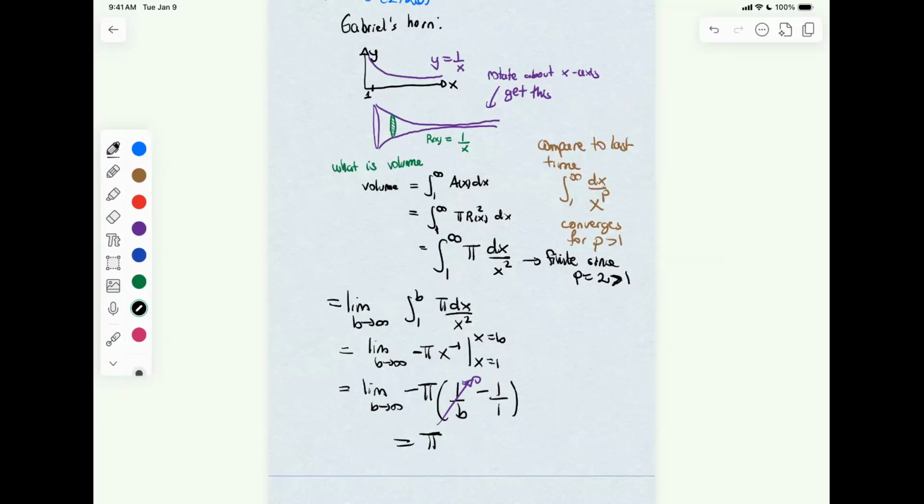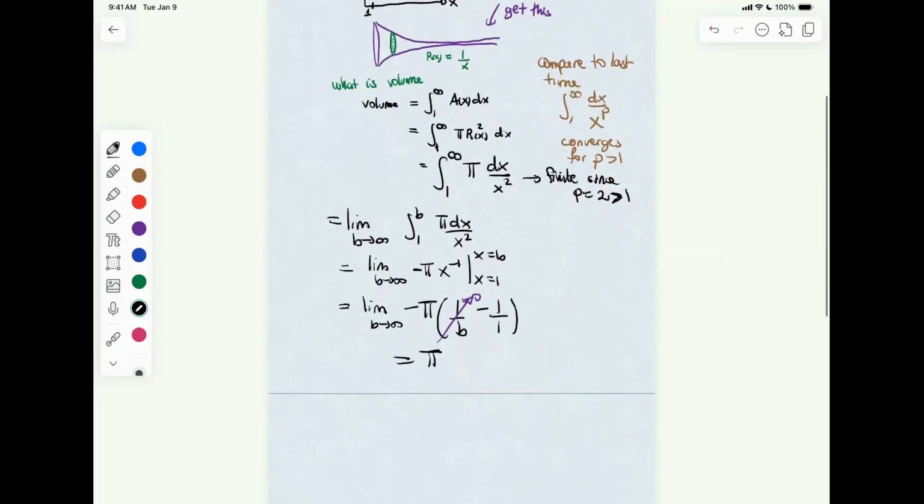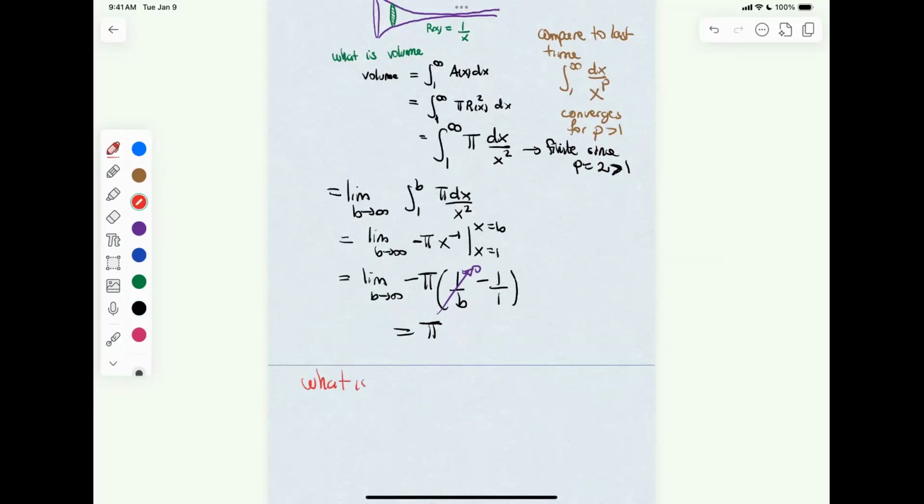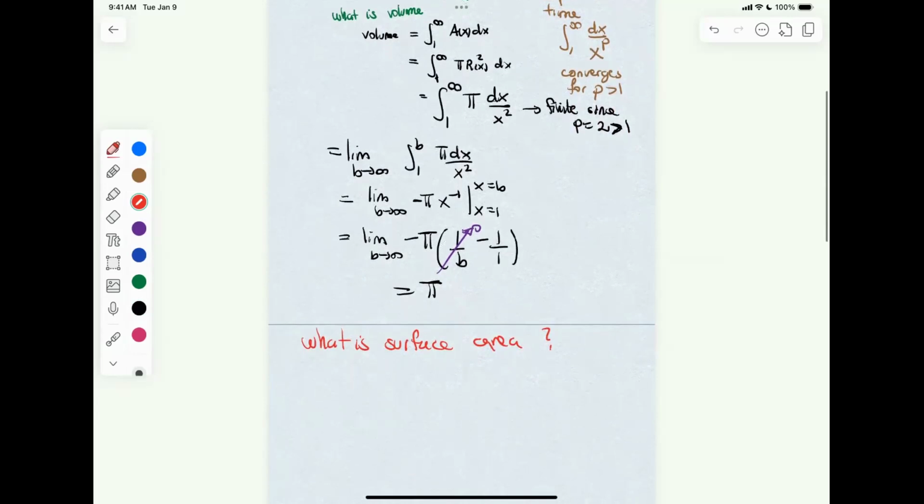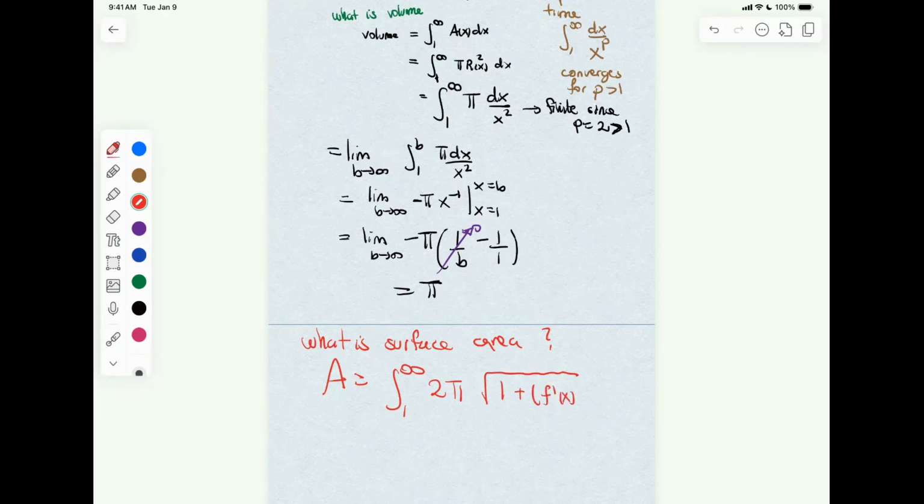Okay, so now the second step is the surface area. What's a little bit more interesting here is that the surface area is infinite. What is the surface area? Again, if you look at the formula for the surface area, I'll call it A for area. In this case it was the integral from 1 to infinity of 2 pi, and then the root of 1 plus f prime of x. I'm missing something. I'm missing f of x, right? So 2 pi f of x. This is the formula that we used for the previous exam.